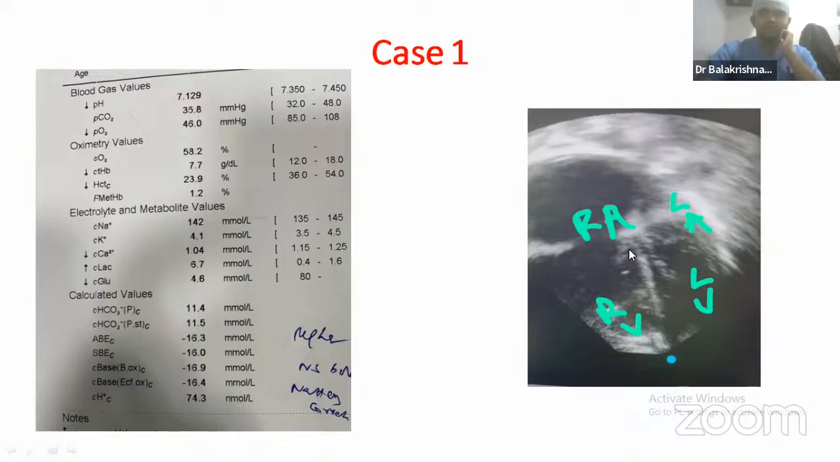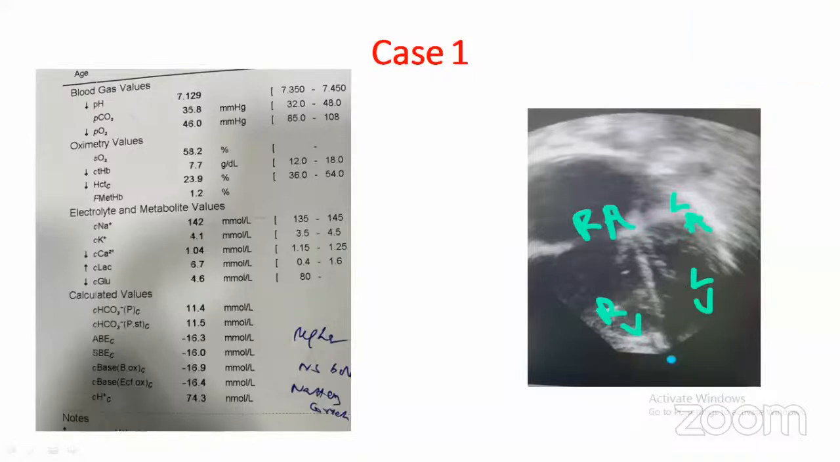The echo was showing, you can see here, the RA and RV are significantly dilated compared to the LA and LV. Thiamine deficiency. Sorry? Thiamine deficiency. So why do you think it is thiamine deficiency? RA and RV dilated, sir. So why? PH. Okay. And 3 months old, so mostly.